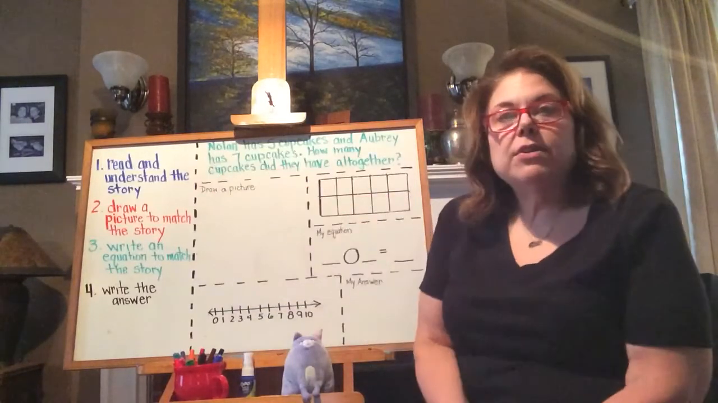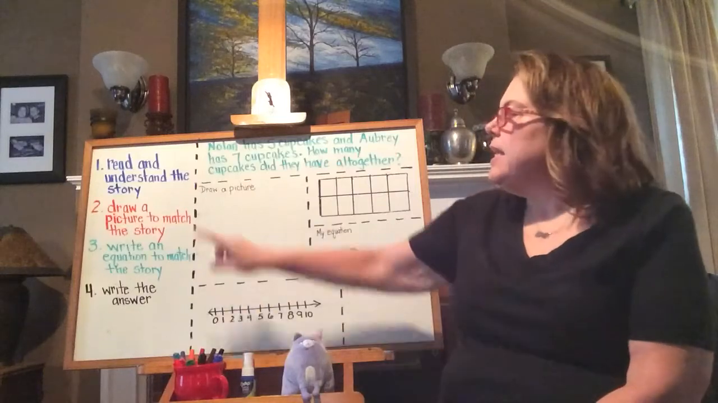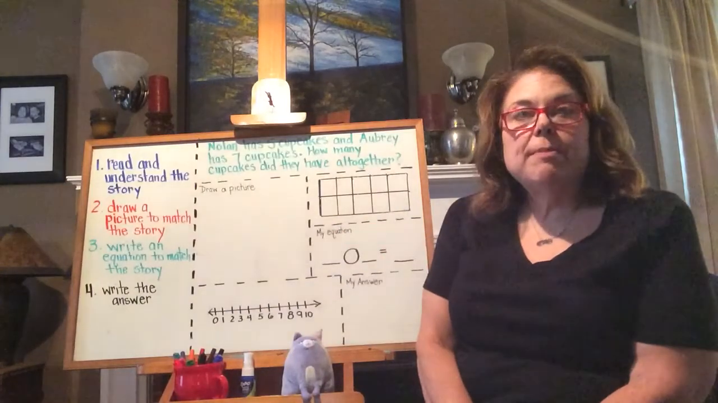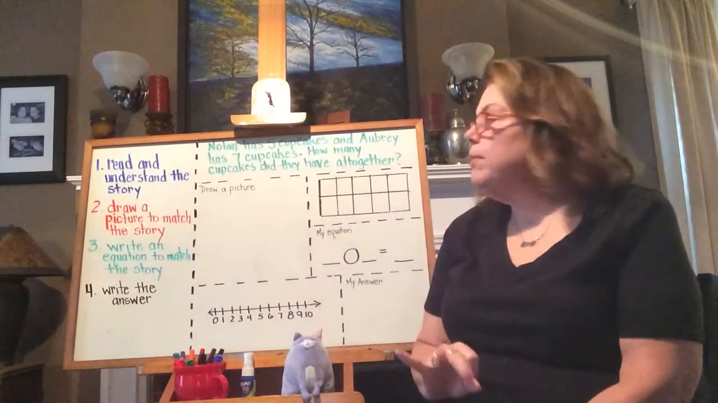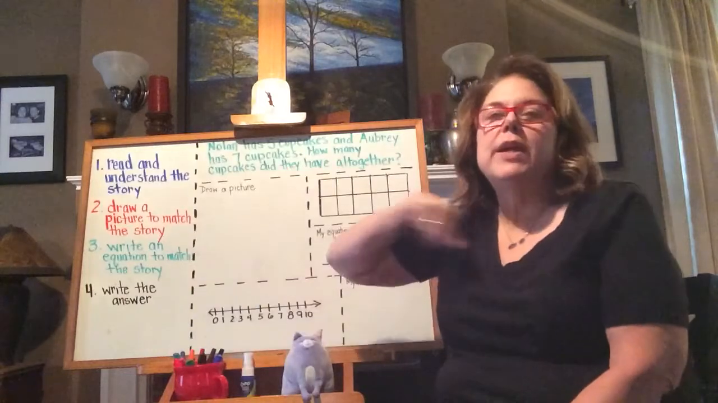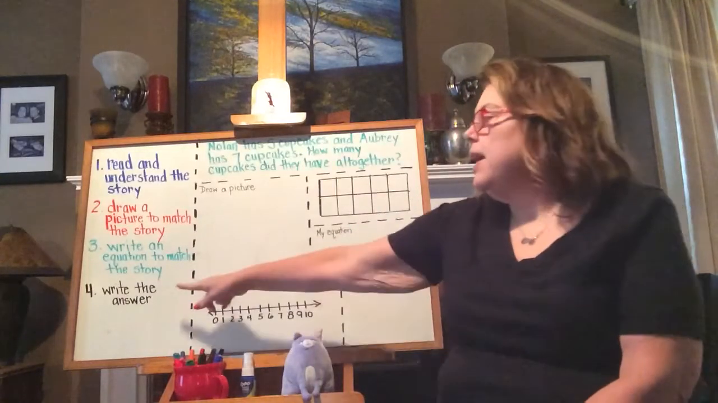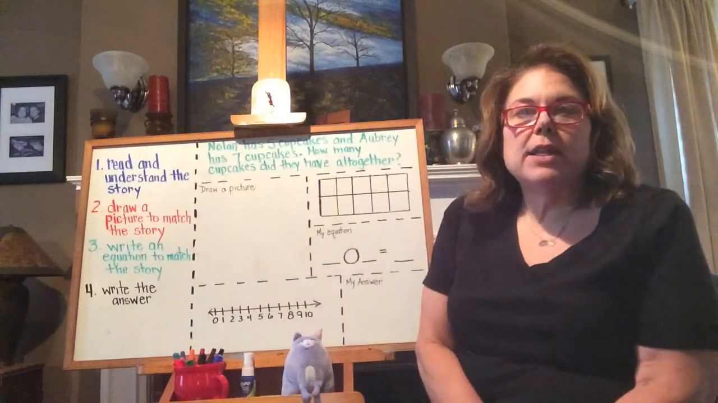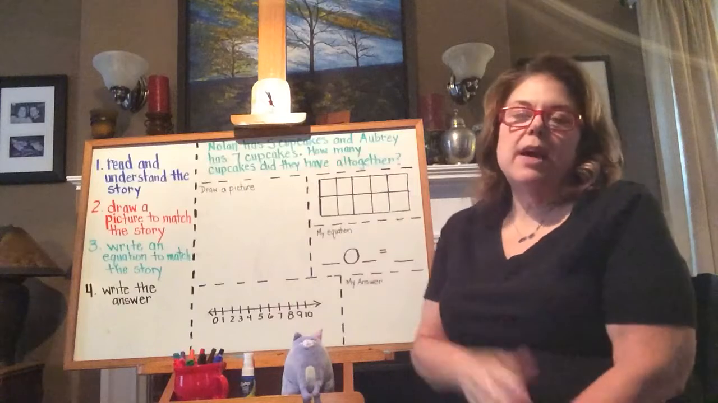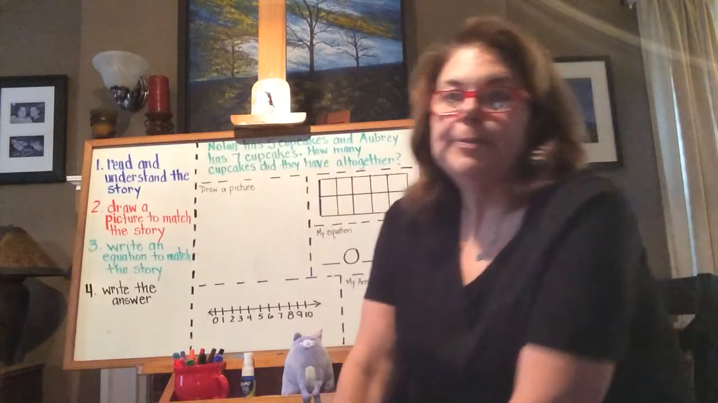First, we're going to read and understand the story. Number 2, we want to draw a picture to match the story. Number 3, we want to write an equation to match the story. And then number 4, we're going to write our answer. So that's what we're going to do today on this story problem. So let's get started on it.